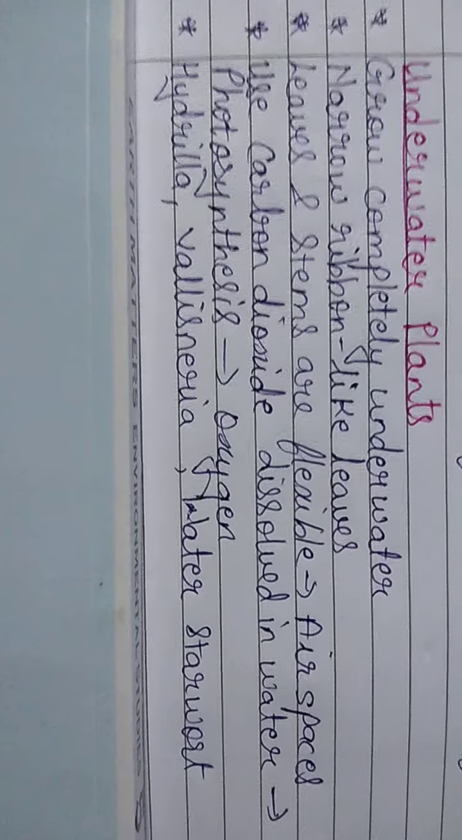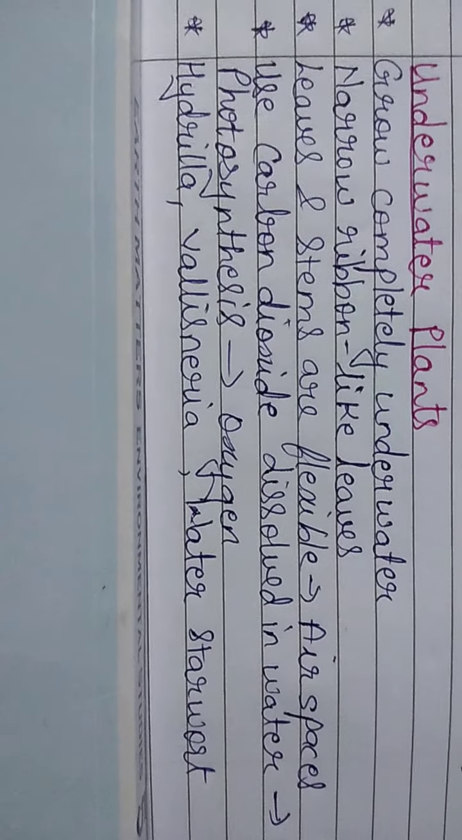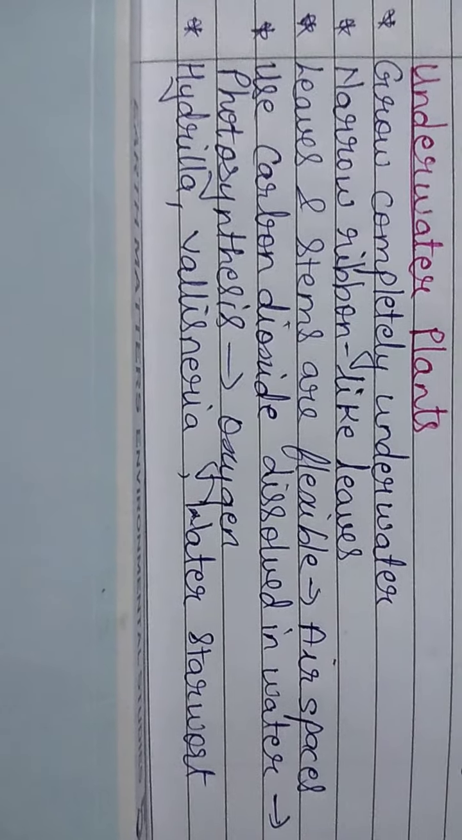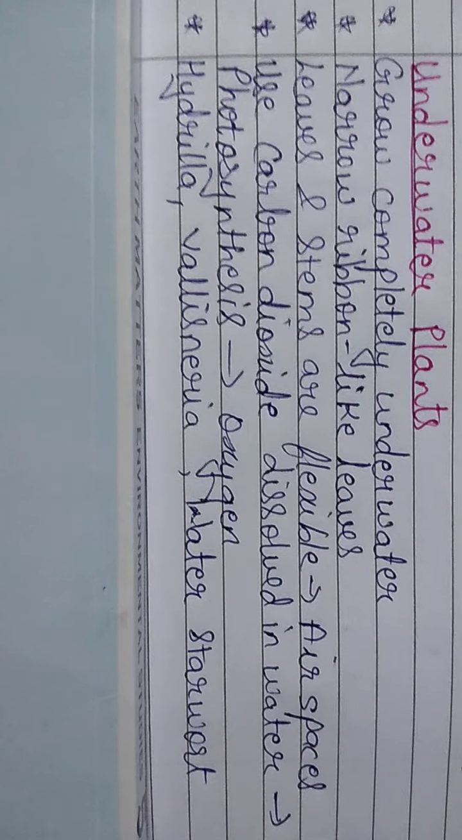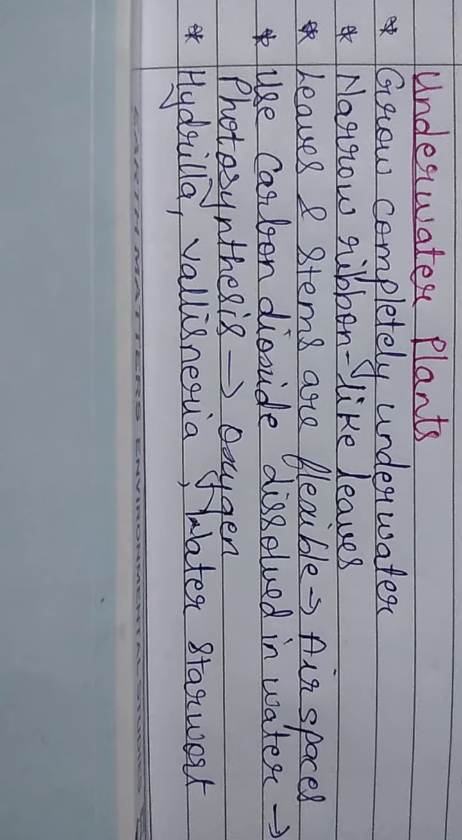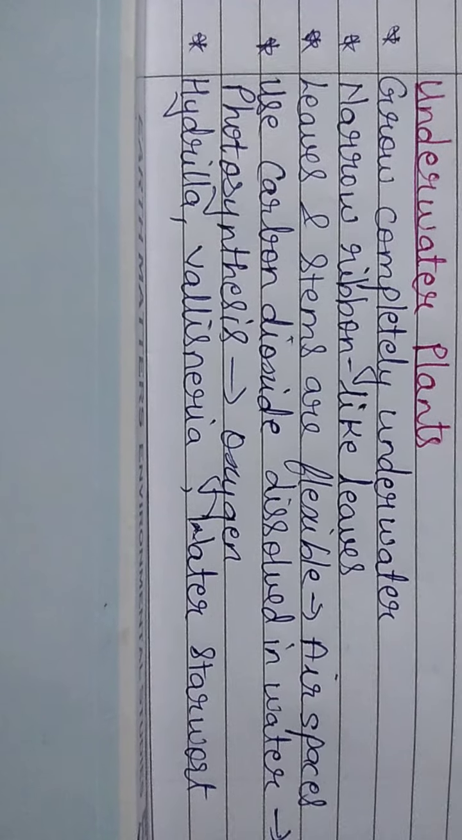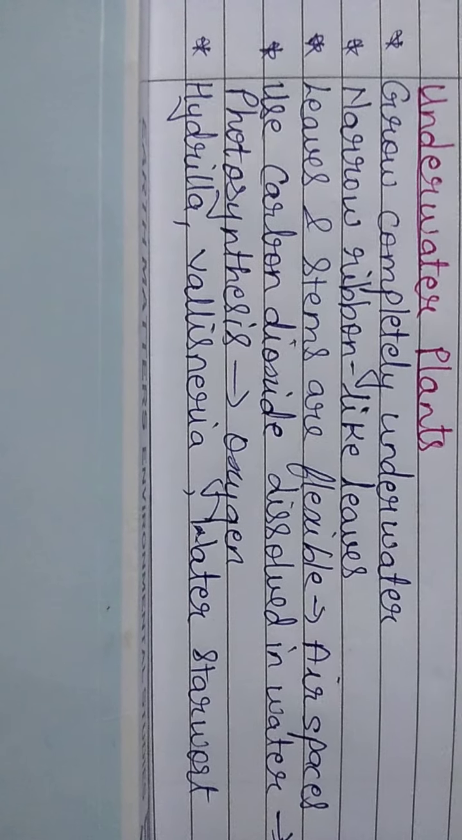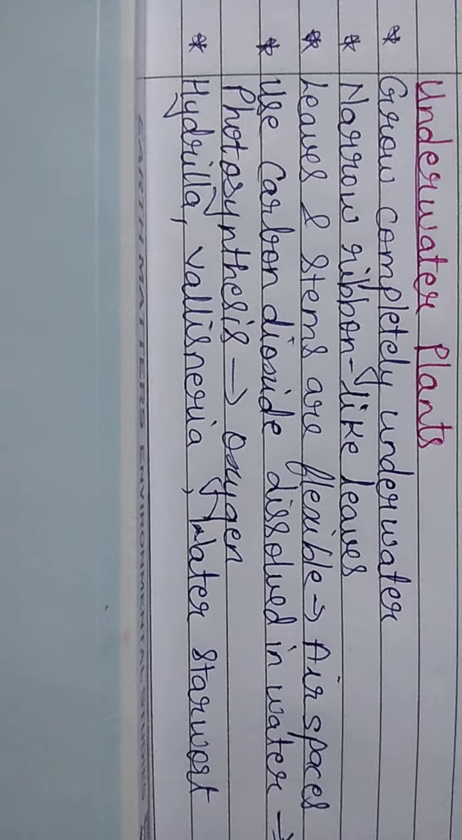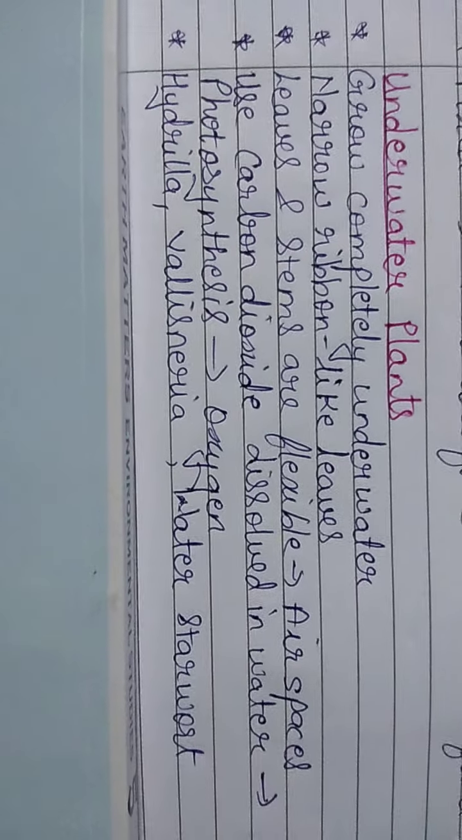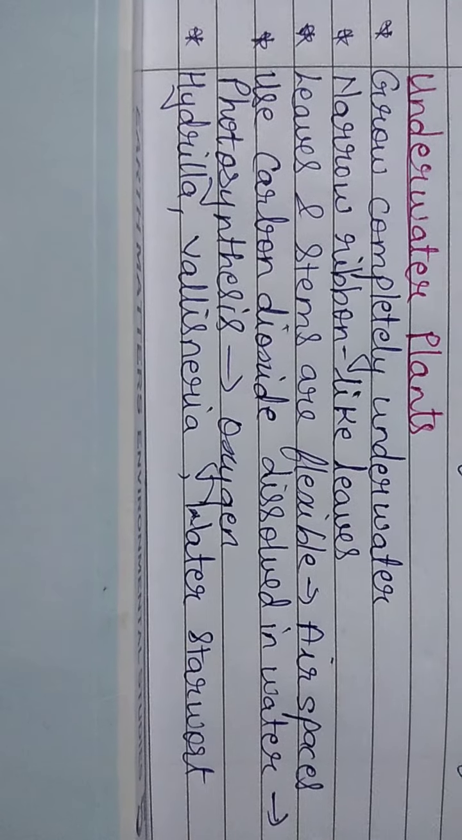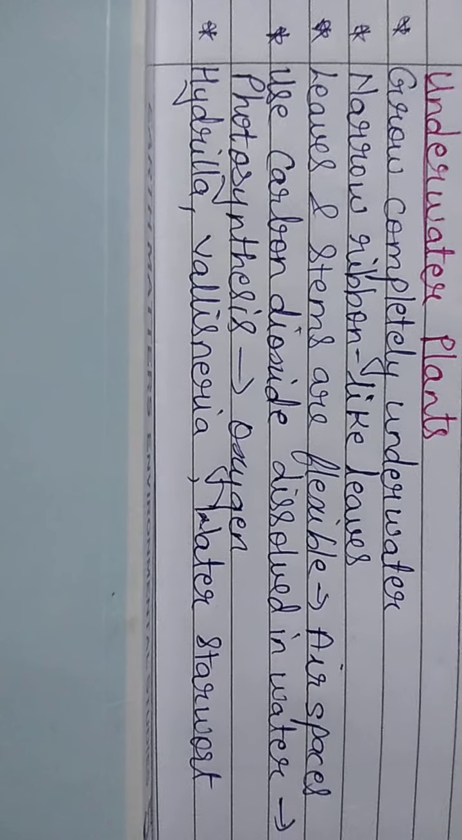So underwater plants grow completely underwater. They have narrow ribbon-like leaves which offer minimum resistance to water current. They breathe through their body surface. Their stems are rooted in water beds. The leaves and stems are very flexible and they have air spaces that allow maximum movement in the water. They use carbon dioxide which is dissolved in water for photosynthesis and they release oxygen.